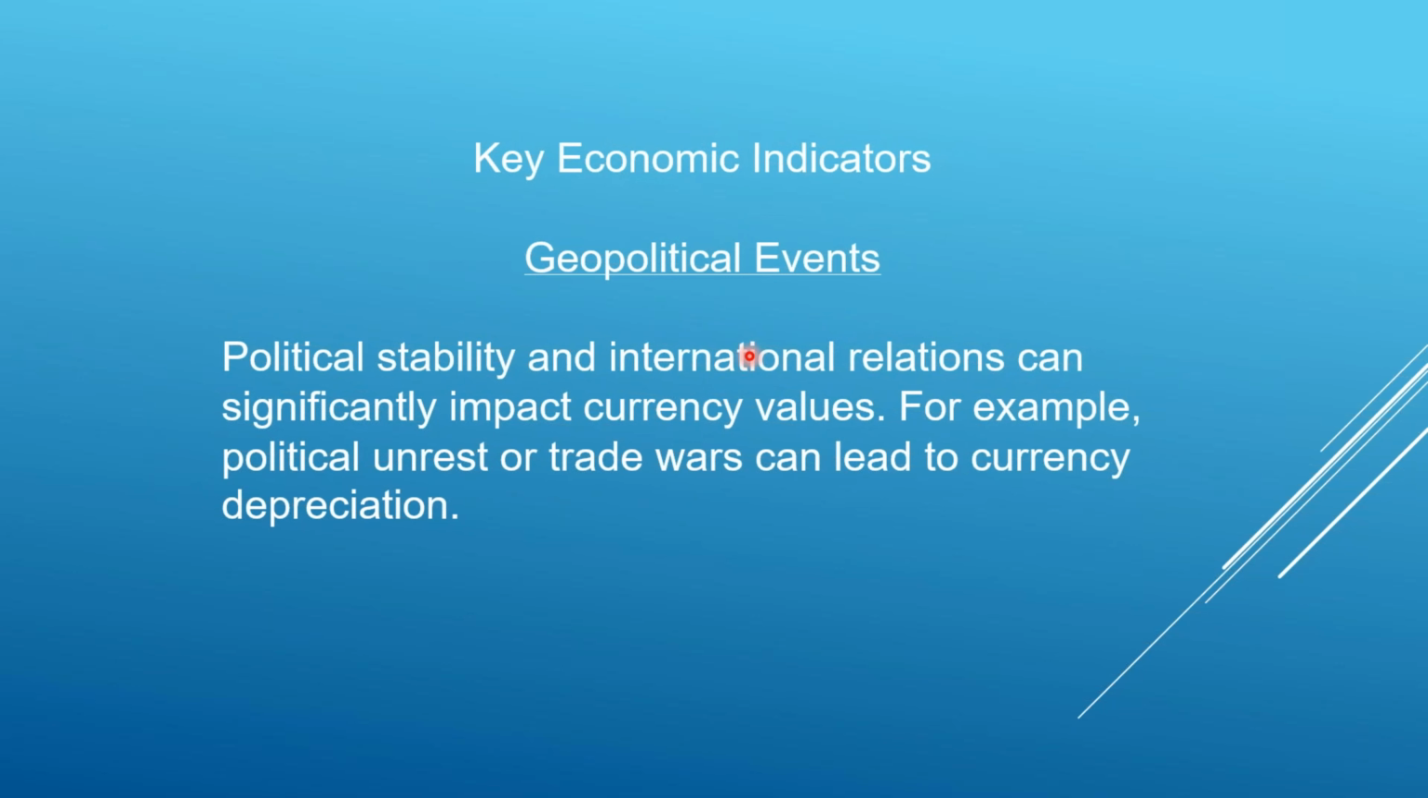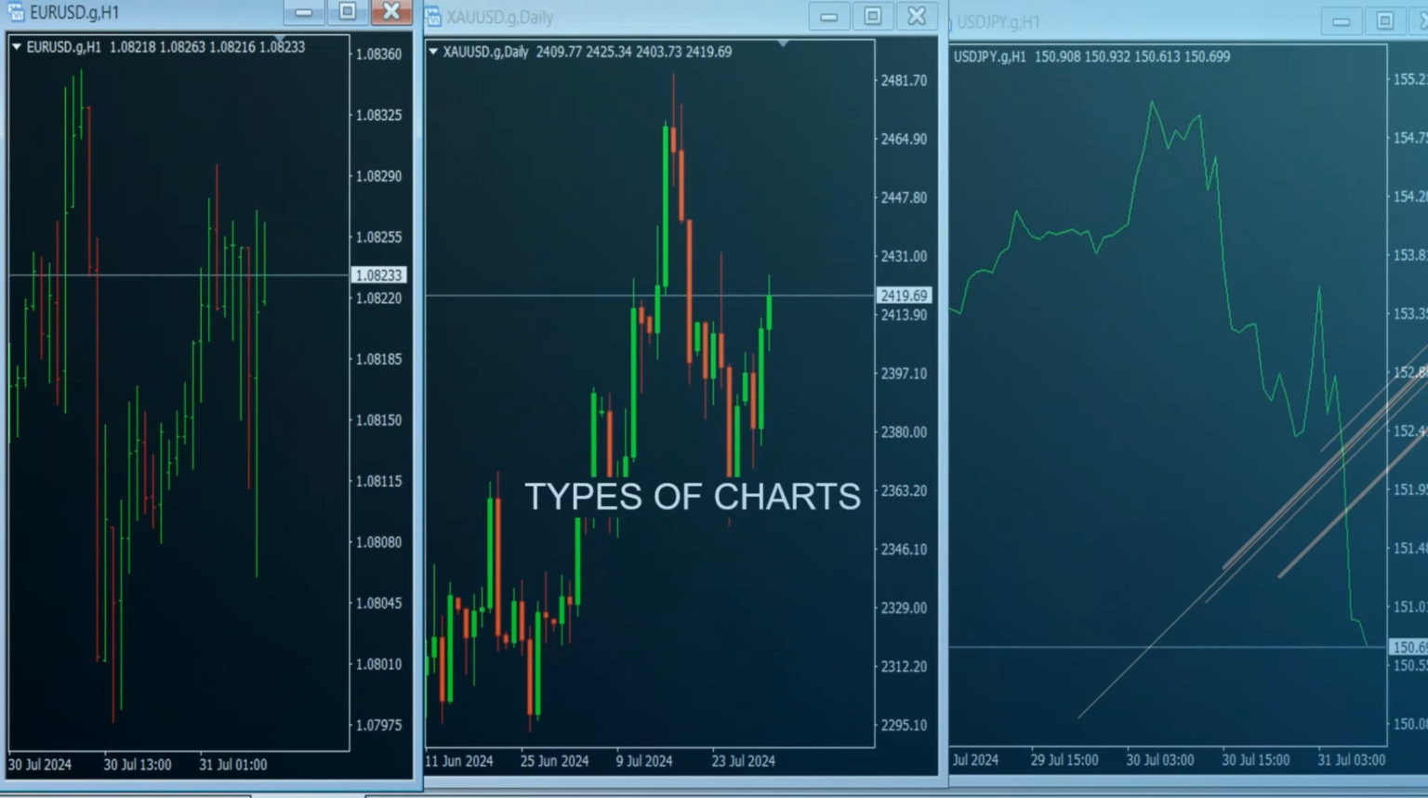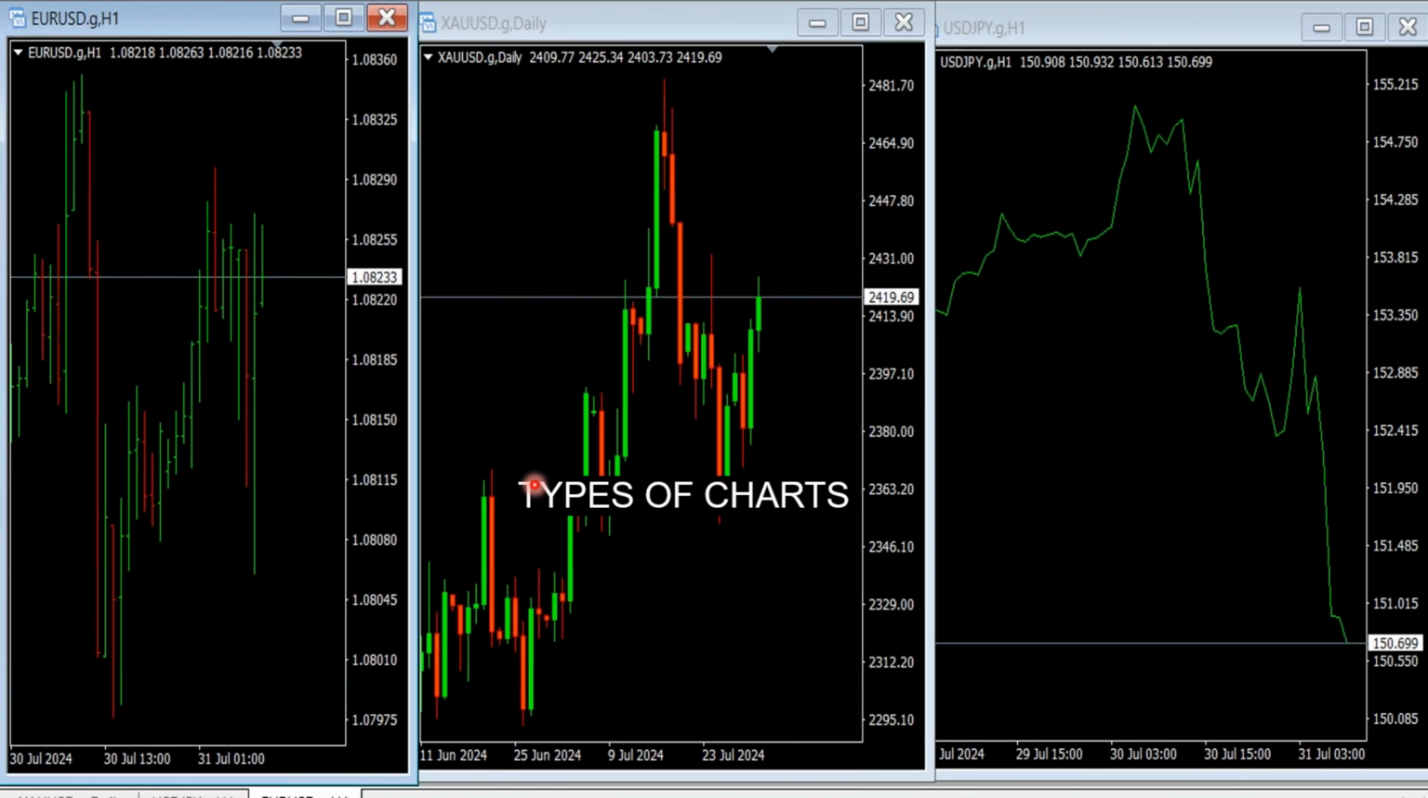So the last economic indicator, actually, this is not a fixed indicator, but geopolitical events. So political stability and what's happening right now in the world, like the Ukrainian-Russian war and the Middle East. This political stability and international relations can impact currency value. For example, as we see now, what's happening between Russia and Ukraine and in the Middle East is affecting the prices of gold and all the major currencies. So this was about the fundamental indicators.